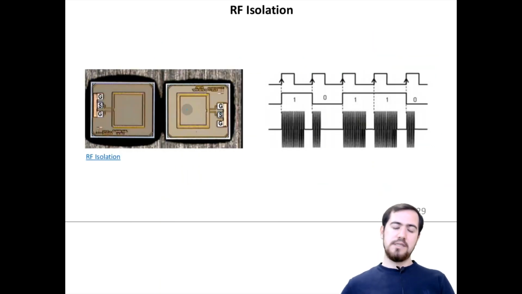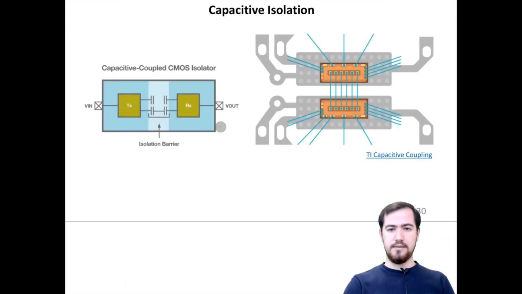Another way, which has the same theory as the inductive coupling, is the RF isolation. We are seeing two micro antennas for the receiver and the transmitter, and we are constructing some chirped signal on, let's say, the transmitter antenna, and it is coupled with the receiver antenna, and this data is transferred across the isolation to the other side in this method.